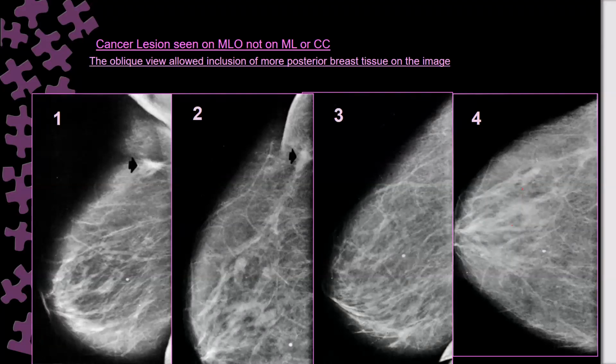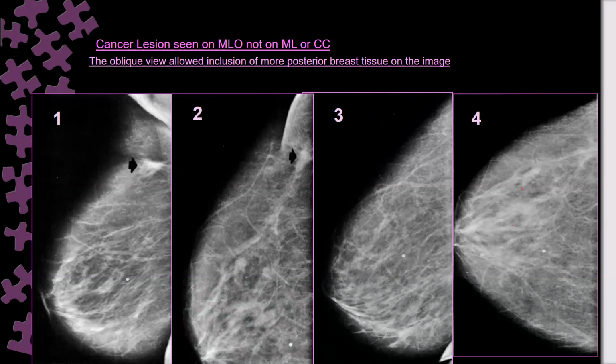Take this one. Now you have to tell me which view each of these images is: 1, 2, 3, and 4. This is straightforward. Number 4 is CC view. This is clear. And number 1? Mediolateral oblique, but not optimum. Excellent. Well done. This is MLO, not optimal.